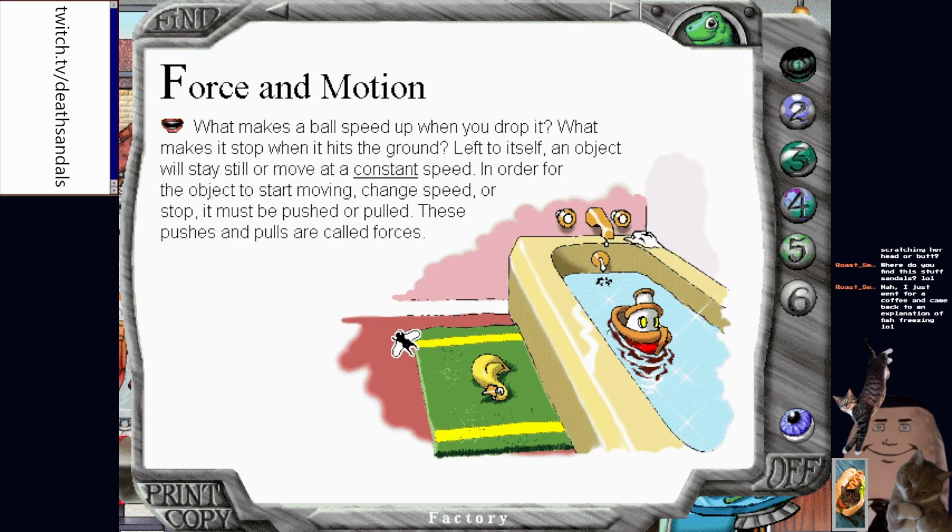That's a start. What makes a ball speed up when you drop it? What makes it stop when it hits the ground? If I'd had this as a kid, I would have absorbed all the information like a sponge, because that's how I rolled back in the day, and I know 90% of this now. These pushes and pulls are called forces. It's not really tickling me.